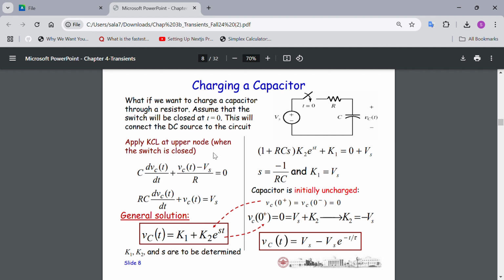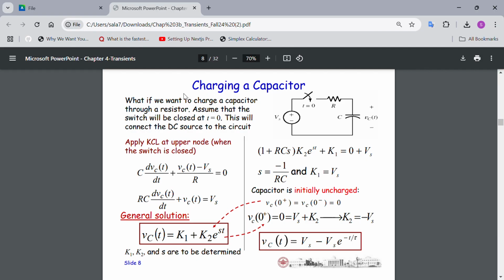Now let's talk about if you want to charge a capacitor. Charging a capacitor is different than discharging a capacitor. Our first case was discharging a capacitor. Now we are discussing what if we are charging a capacitor with a voltage source. How would that be modeled?